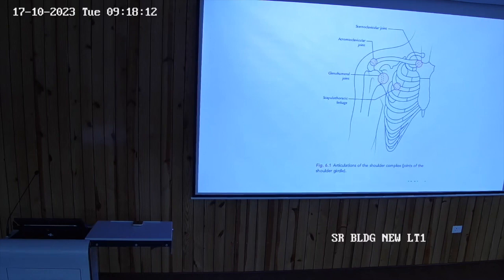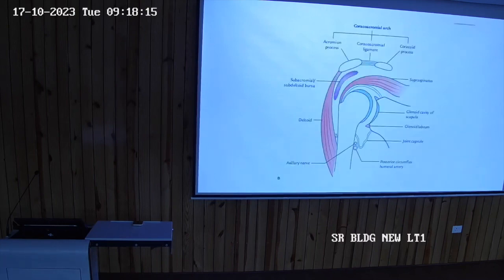So second thing, the depth of the glenoid cavity is increased by the fibrocartilaginous ring, and this fibrocartilaginous ring is lining over the outer surface of the glenoid cavity, and that is called glenoid labrum. So what is the glenoid labrum? Glenoid labrum is increasing the depth of the glenoid cavity, and this is a fibrocartilaginous ring.